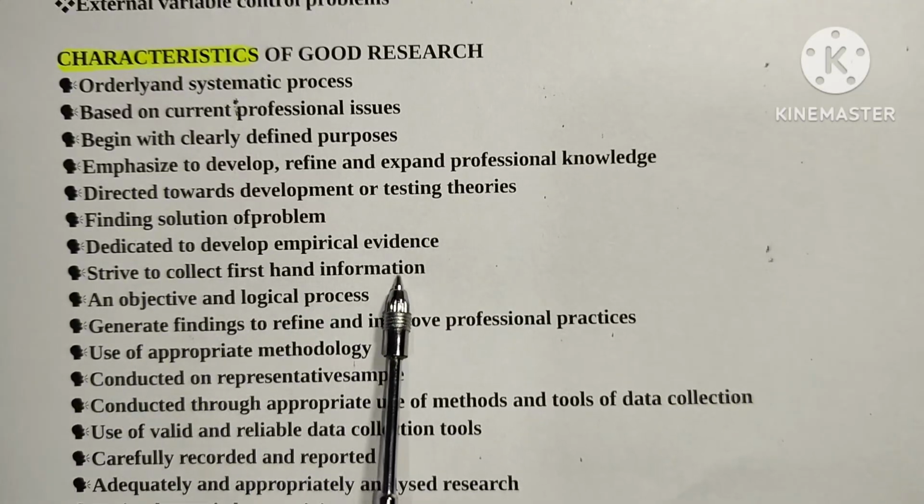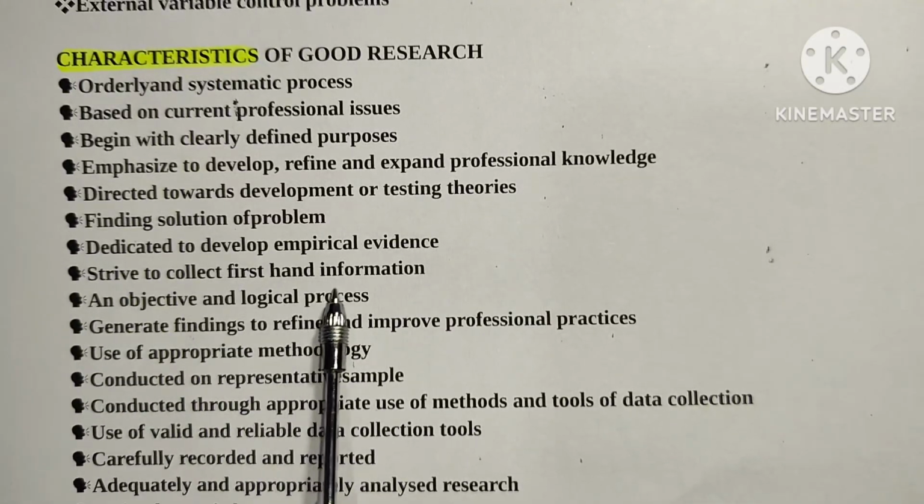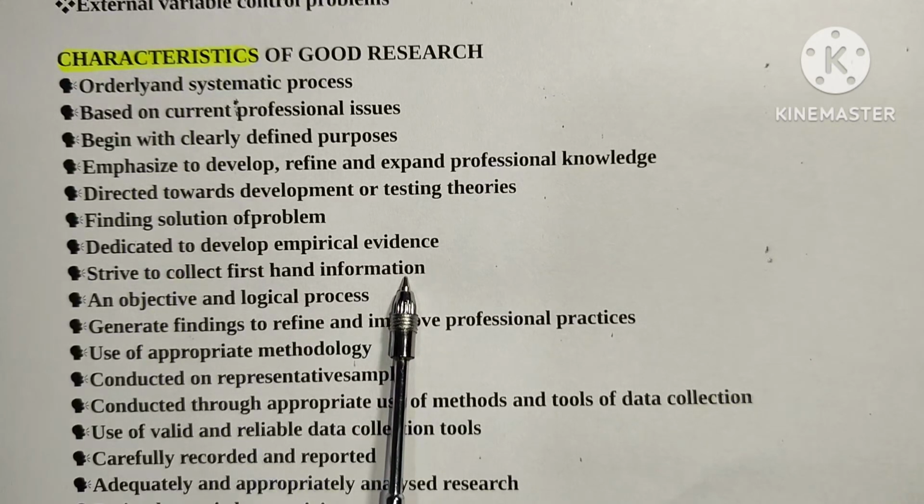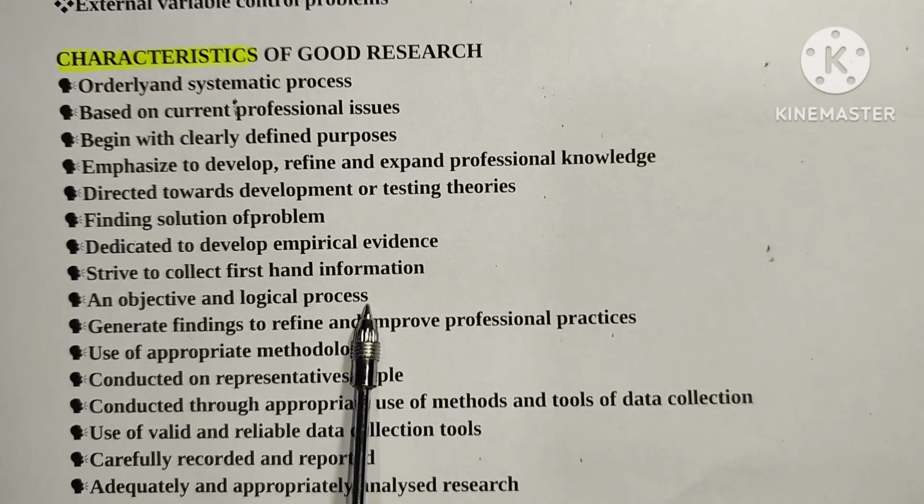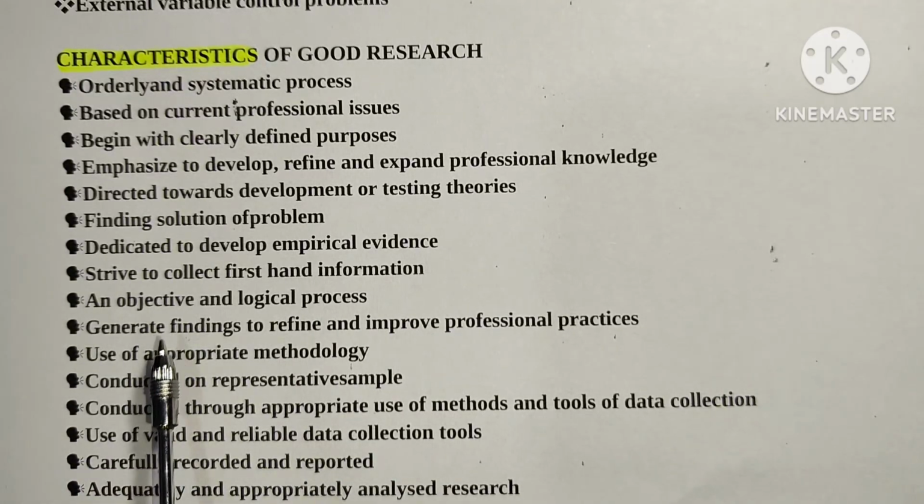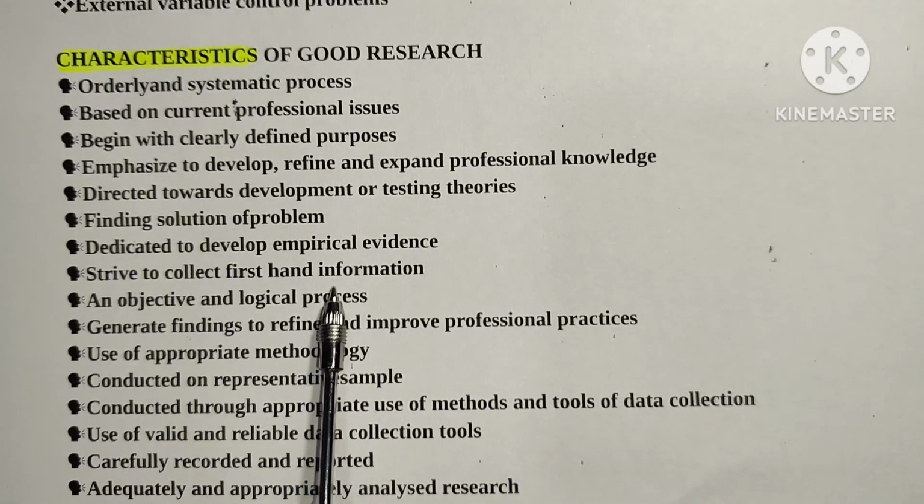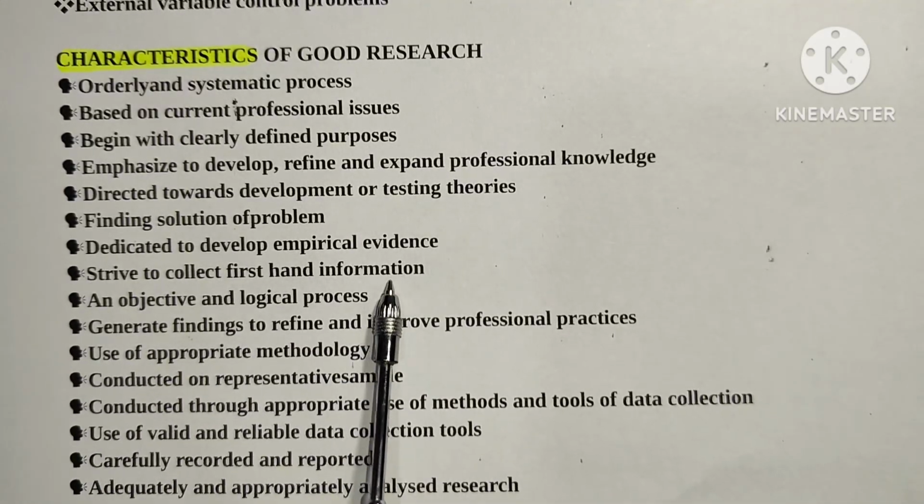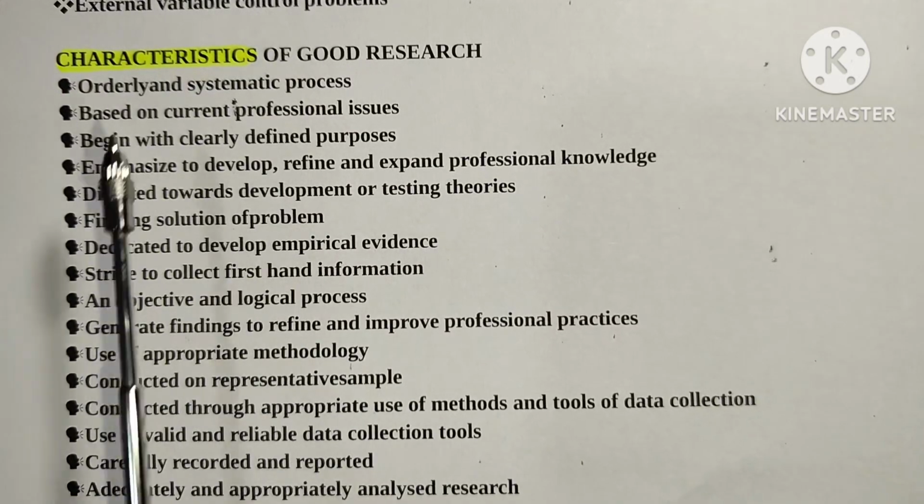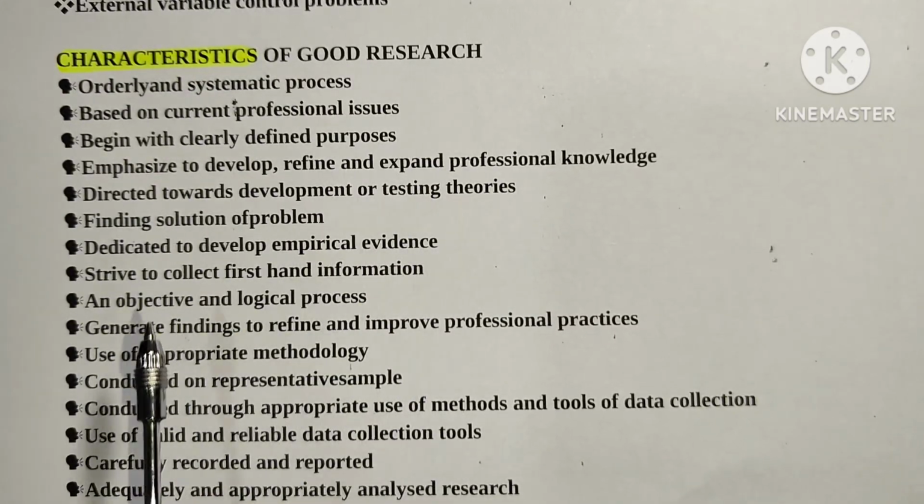Strive to collect first-hand information. So work hard to collect the first-hand information. The researcher who is conducting research should go personally and talk to the client on whom you are conducting research. You have to collect first-hand information. Don't depend on other sources where there is a chance of bias or influence. You cannot send your friend or a family member to collect information and ask these questions, because bias will come. So strive to collect first-hand information if you want a good result. That is also one of the characteristics of good research.